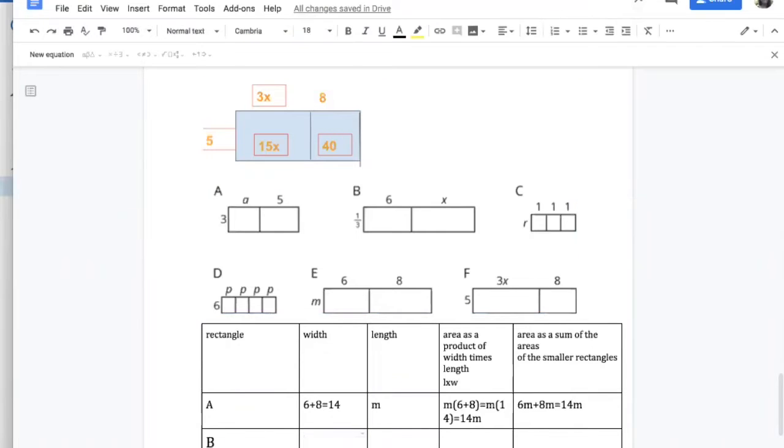We know our length is 5. Our width is 3x plus 8. And our area as a product of the width times length is going to be 5 times 3x plus 8. And I know that area as a sum of areas, so we're going to add both areas of the rectangle, which is 15x plus 40. And there you go.